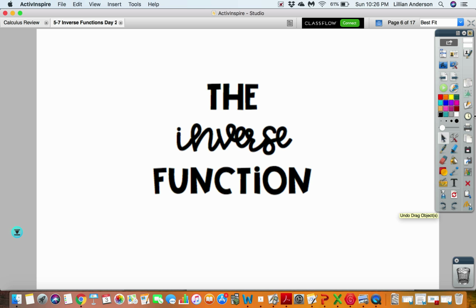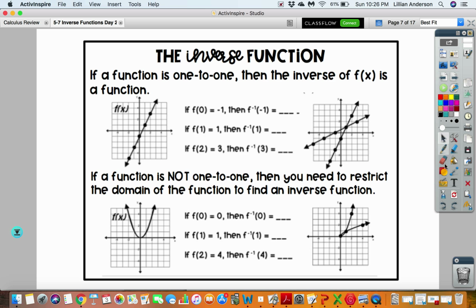So, the inverse function. Let's continue talking about it. If a function is one-to-one, then we know the inverse is a function. So if it passes the horizontal line test, if none of the y's repeat and it was originally a function, then we know that the inverse is a function.